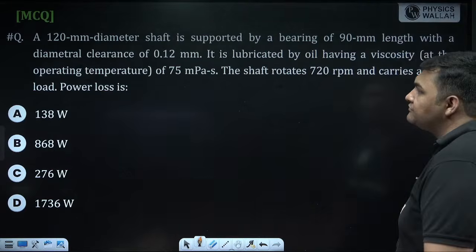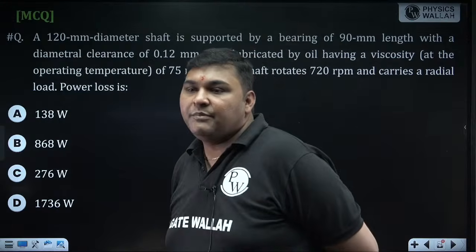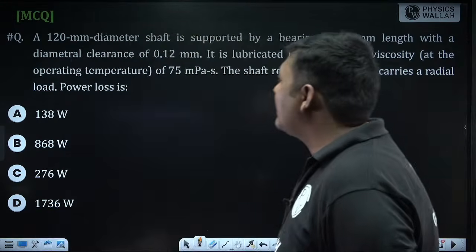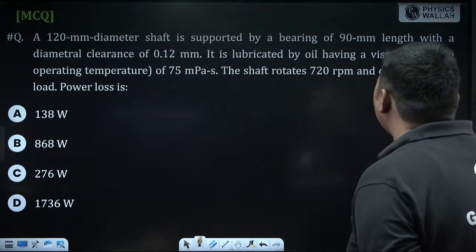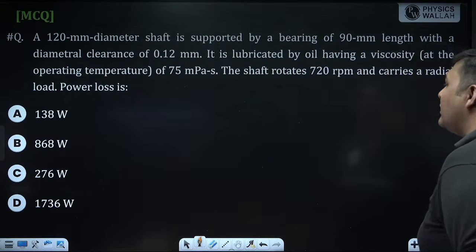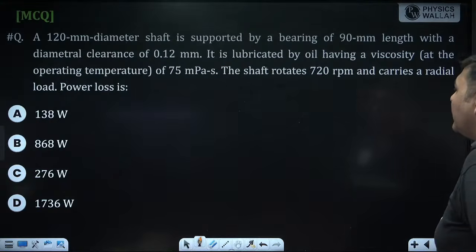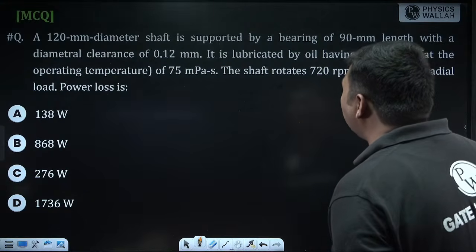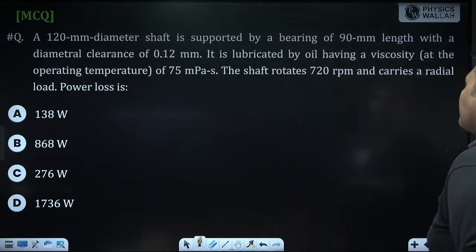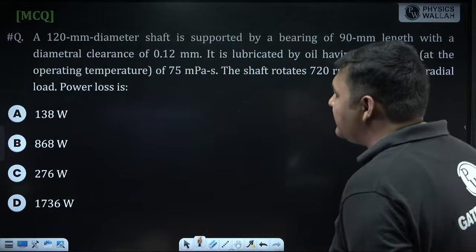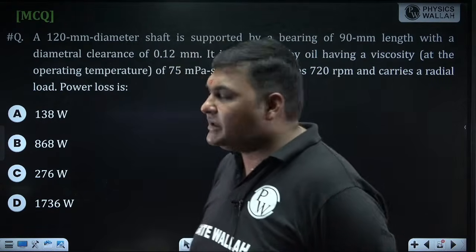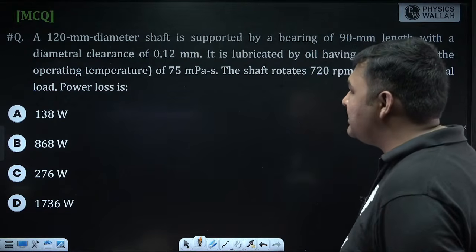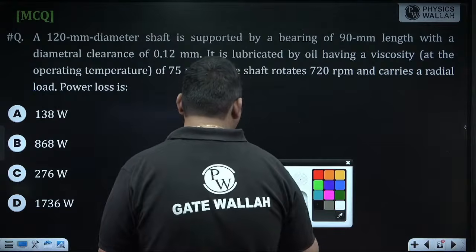Now solve this question. See, this is a multiple choice question. What this question is saying: a 120 mm diameter shaft is supported by a bearing of length 90 mm with a diametral clearance of 0.12 mm. It is lubricated by oil having viscosity of 75 millipascal second, small m for milli. Shaft rotates at 720 rpm and carries a radial load, but the value of that load is not given. Then what is the power loss? Whether it is 138, approximate value 868, 276 or 1736. It is an MCQ na, so only one option will be correct.